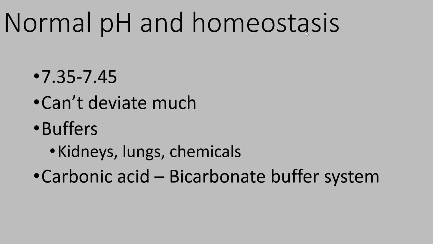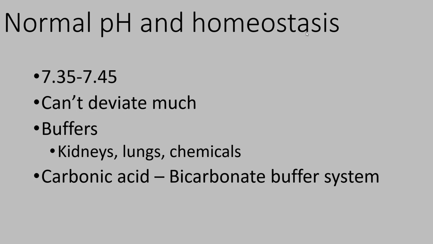Bringing us back to normal pH. We said the normal body pH was 7.35 to 7.45. What does that mean? What is our body? Our body is slightly alkaline, slightly basic. I guess some of us may be more basic than others. But we can't deviate much from that. If it goes too low, that's called acidosis. If it goes too high, that's called alkalosis, and different conditions can cause that.